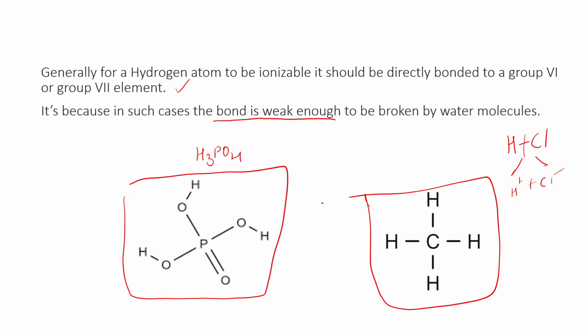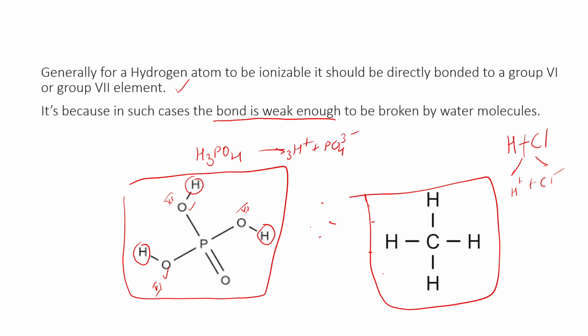But the thing that makes phosphoric acid an acid is the fact that we have three hydrogens which are directly bonded to the oxygens. And as I said earlier, if a hydrogen atom is directly bonded to a group 6 element, it normally makes the bond weak, and this causes these hydrogens to become ionizable. That's why in the previous slide you saw H3PO4 ionizing to release 3H plus ions and PO4 3 minus.